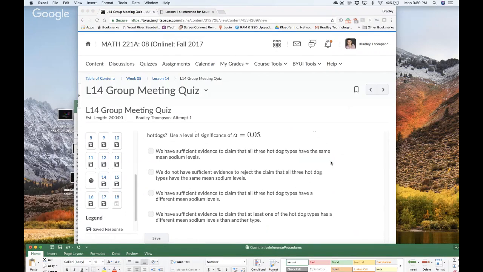So what does that mean again? That means that we failed to reject, right? So we don't have sufficient evidence. Yes, we keep it, right? I think it will be B. We don't have significant evidence to reject the claim that all 3 hot dog types have the same mean sodium levels. So can you show me the mean?